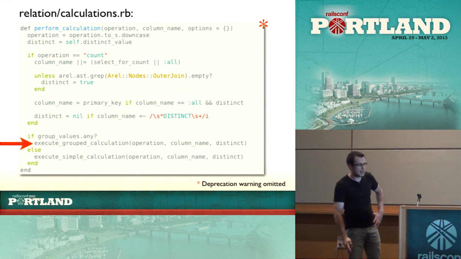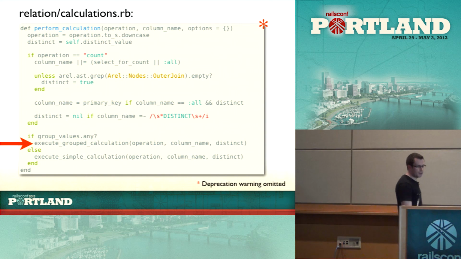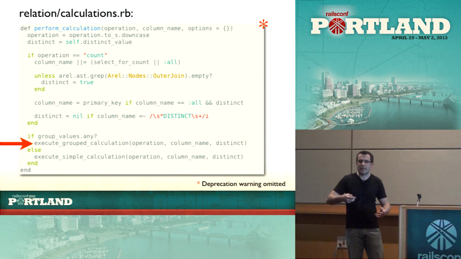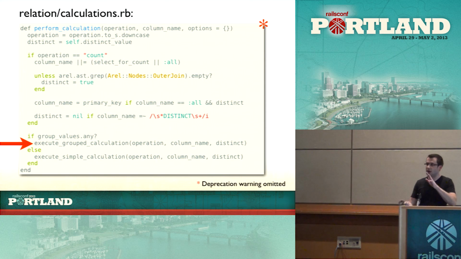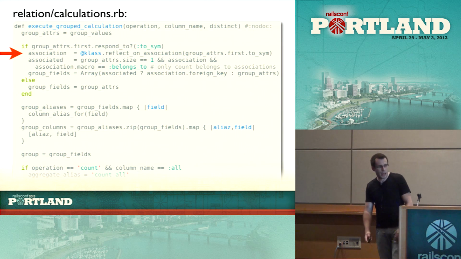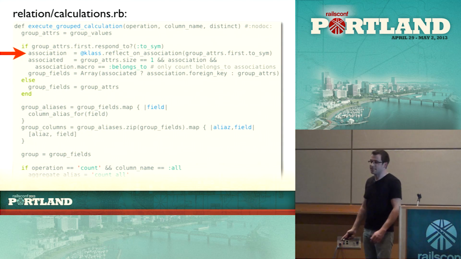And what you can see here is actually the perform calculation method. Perform calculation does anything from max to min to sum to count, pretty much anything you would do on an aggregation of objects, right? And if there are any group values, we can see here, we execute the group calculation. That method looks like this, and it has extra magic because, magic's awesome.